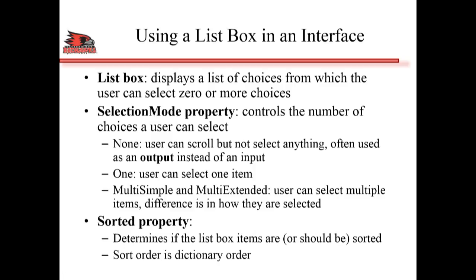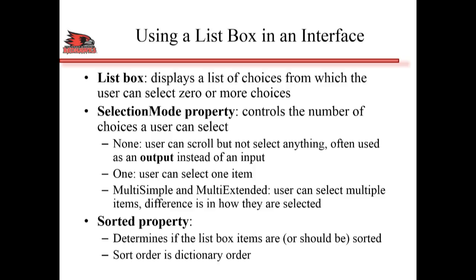Okay, here is a new type of control, a list box. Till now we've been using labels, text boxes, and that type of controls where we display different text or input different types of text. Now a list box is similar to that. It displays a list of choices from which the user can select zero, or actually select one or more choices.